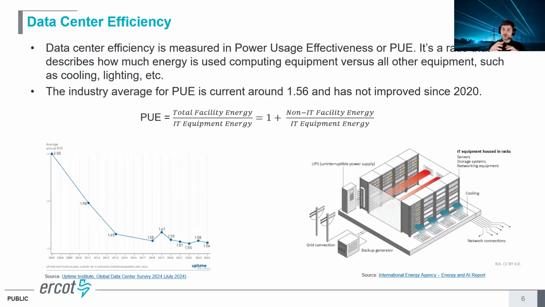Now, data center efficiency is measured in power usage effectiveness, or PUE. This is a ratio that describes how much energy is used in computing equipment versus everything else in the data center, like cooling, heating, and so forth. The industry average is around 1.56 and hasn't improved much since 2020, according to the Uptime Institute survey in 2024. That being said, there are a lot of drivers for AI facilities to get a better PUE, to be more efficient in their energy usage.